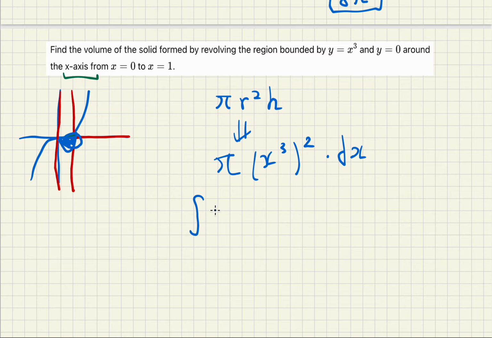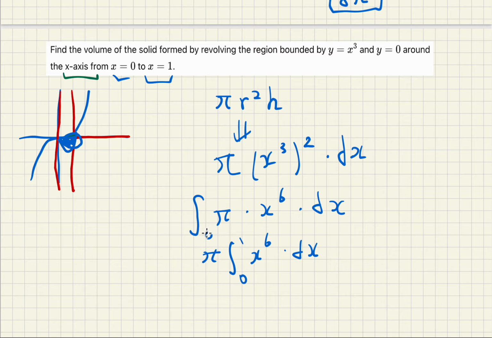And now all we need to do is integrate this. So pi, and if we simplify, we get x to the power of 6 times dx, and we can take pi outside the integral sign, and we get x to the power of 6 dx. The bounds in this case are from x equals 0 to x equals 1. Again, that's just where it starts and ends. So 0 to 1. And so the hardest part is getting this equation, and now all you need to do is solve it.